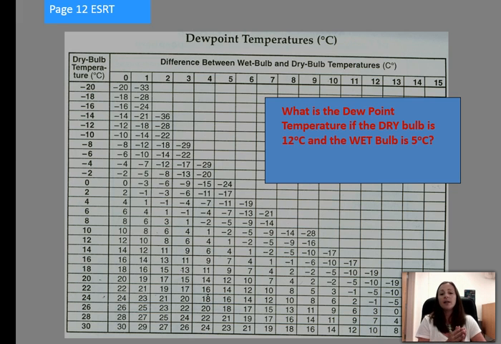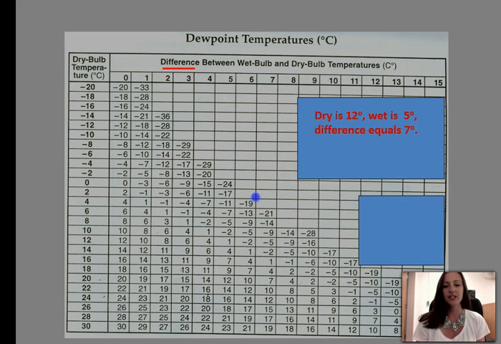So let's try one. In this box it asks, what is the dew point temperature if the dry bulb is 12 degrees Celsius and the wet bulb is 5 degrees Celsius? So we would have to determine what is the difference between them. That would be 7, and we go up to 7 at the top. We then look at 12, which would be along here, and we go across until we get to 7, which is right here. So we see that the dew point temperature would be -5 degrees Celsius.